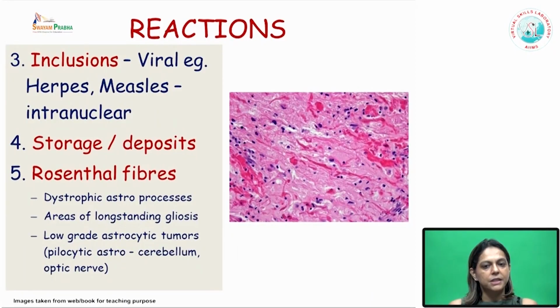Now, other reactions which can be seen in astrocytes are inclusions, like viral inclusions. For example, you can see in herpes, measles, and you can also see storage deposits. And number 5 is presence of Rosenthal fibers. What are Rosenthal fibers? These are basically dystrophic astrocytic processes, and can you see in this picture, they can be seen as longitudinal fibers, and also as cross sections. Okay. So, presence of Rosenthal fibers indicates that it's a long-standing process. Long-standing process can be any chronic illness or a grade 1 neoplasia, for example, a pilocytic astrocytoma. So, presence of Rosenthal fibers indicates a long-standing injury.